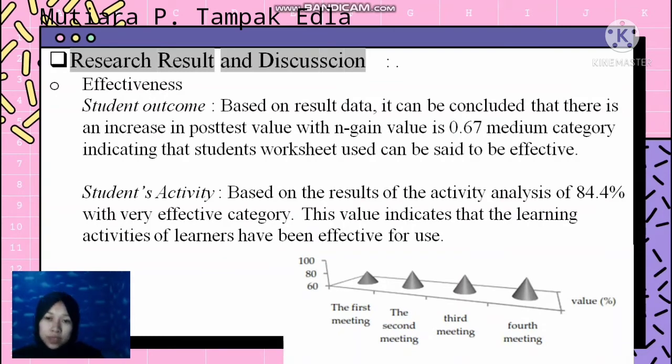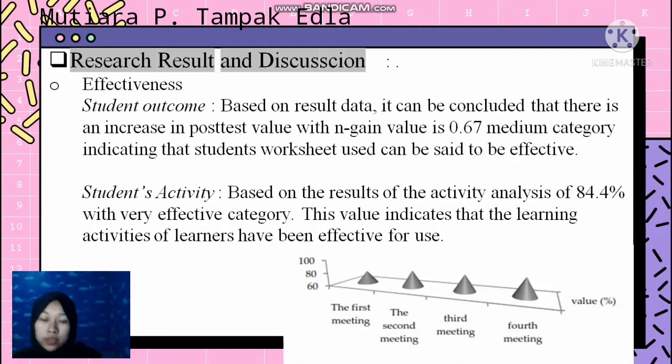Next, effectiveness. First, from student outcome. Based on the result data, it can be concluded that there is an increase in process value with N-gain value of 0.67, medium category, indicating that the student worksheet use can be said to be effective.